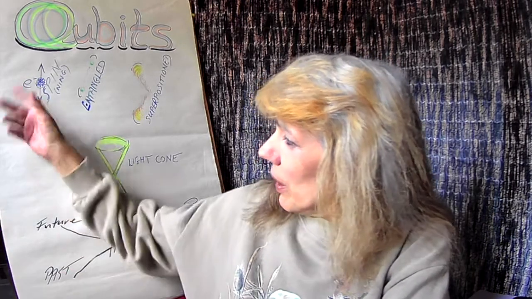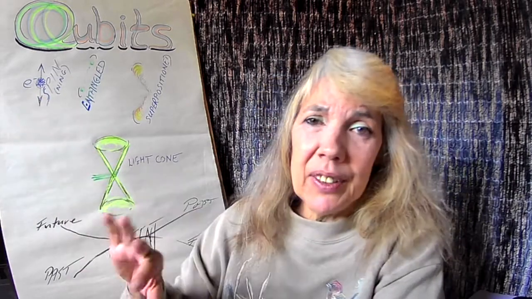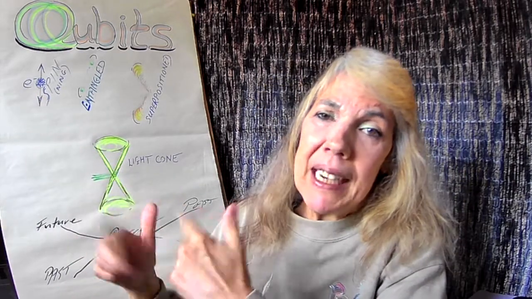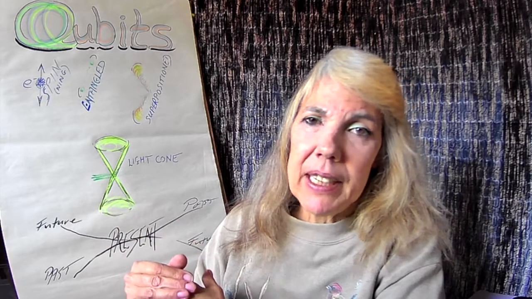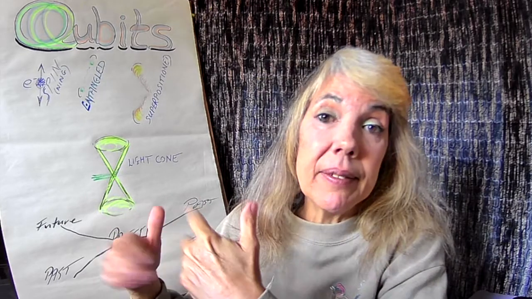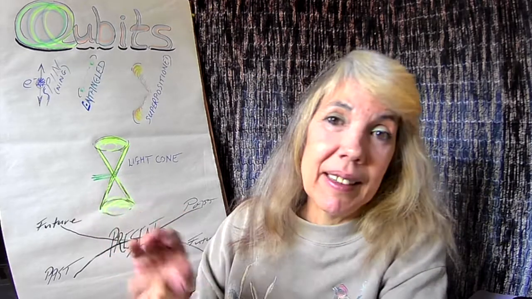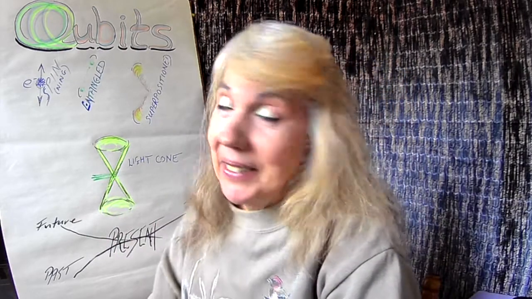So in one description, I've heard that they are electrons spinning at double speed, effectively. So are they electrons spinning at double speed? Is that what a qubit is?